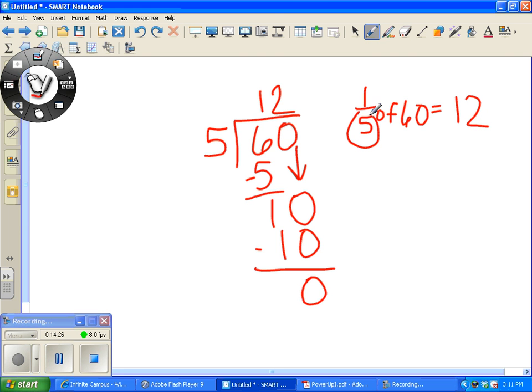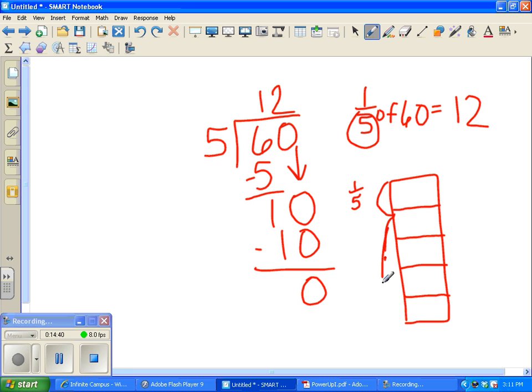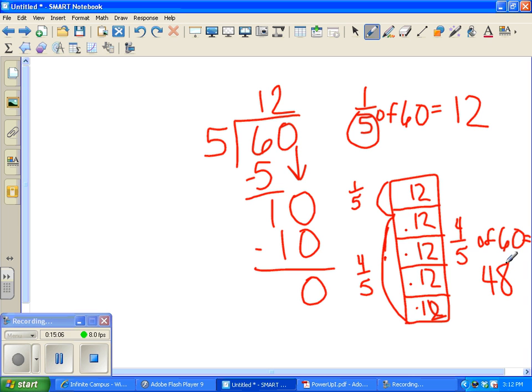Now let's draw it out. Let's draw 5 equal parts in our rectangle this time. 1, 2, 3, 4, 5. So this section is 1/5. These are all 1/5, but on this side we have 1, 2, 3, 4 fifths left, and each of these stands for 12. So it's easy to see that 1/5 equals 12, and 4/5 equals, look at this, 12 and 12 is 24, and 24 and 24 is 48. 4/5 of 60 equals 48.